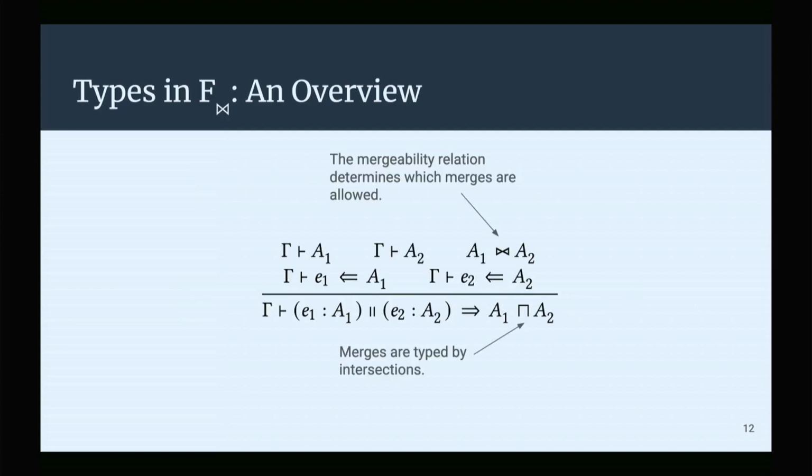So we give a bidirectional type system for this language, and the key rule is this rule for the merge operator. It says that when you merge some value of type A1 with some value of type A2, first we have to check and make sure that A1 is mergeable with A2. And we check that according to the mergeability relation, which is denoted with the Bowtie operator. So at that point, if the merge is allowed, then we have a value that functions as both an A1 and an A2. So we assign an intersection type A1 intersect A2.